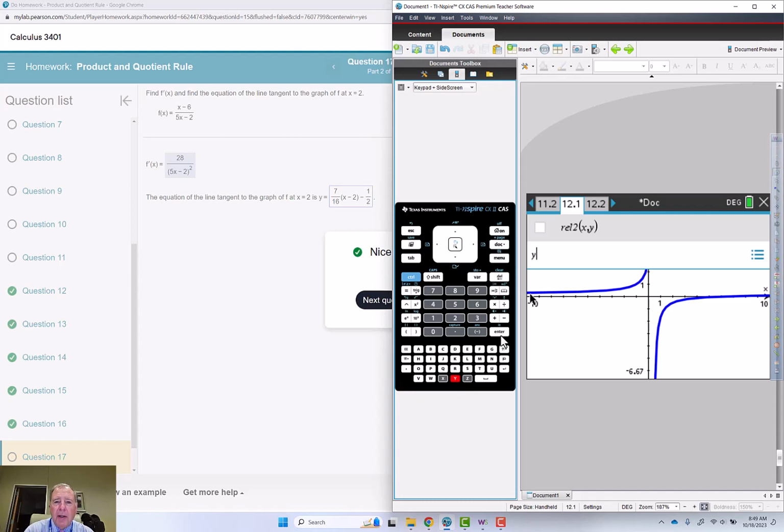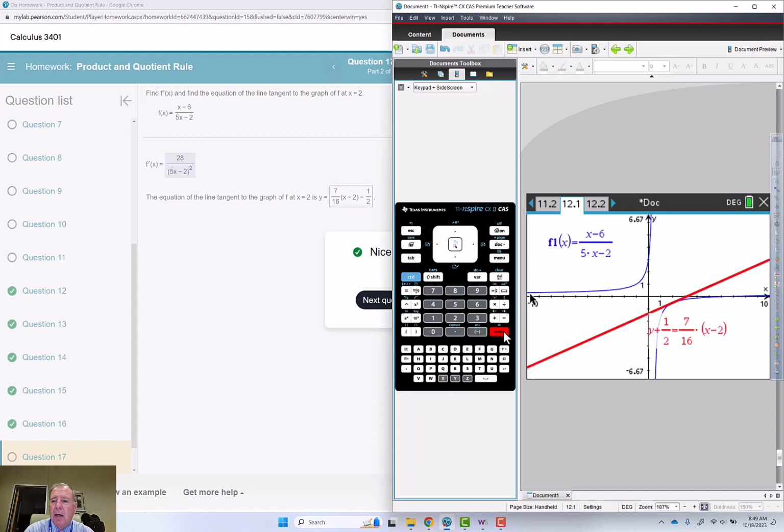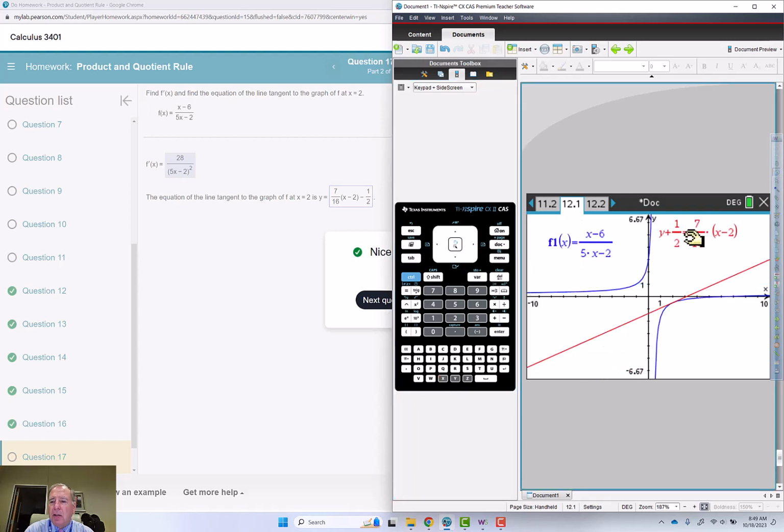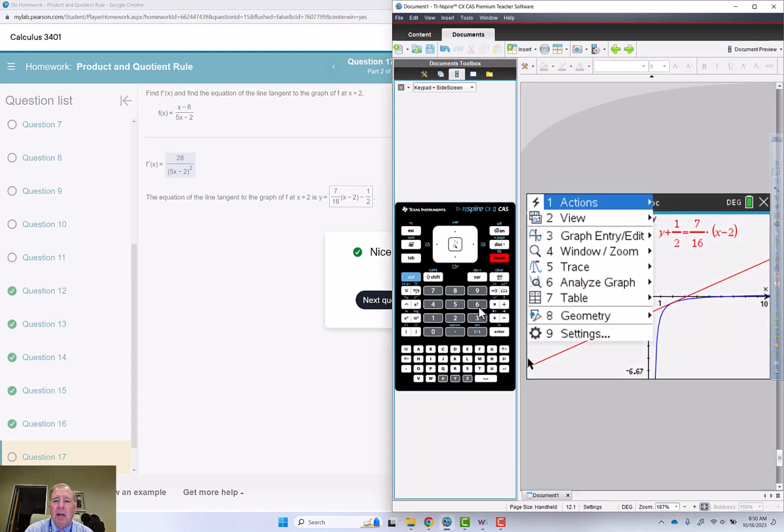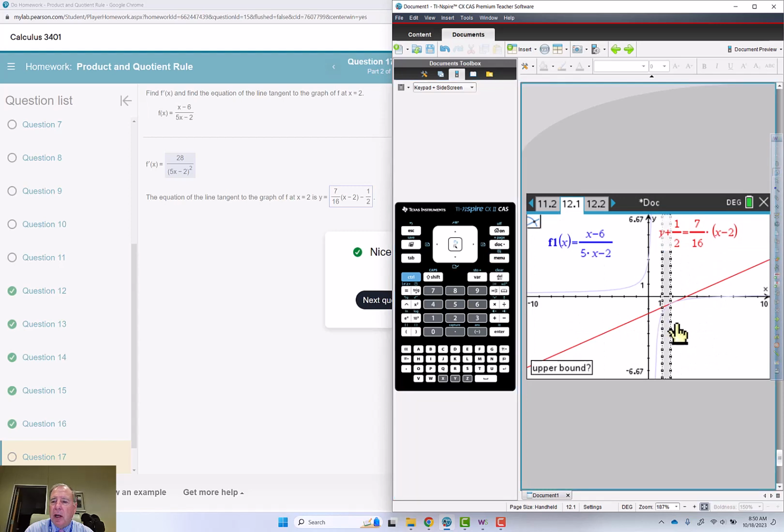So y plus 1/2 equals a fraction 7/16 times parenthesis x minus 2. And we get our tangent line there. We can verify that this is a tangent line by doing an intersection of the two graphs. That is where we expected it to be.